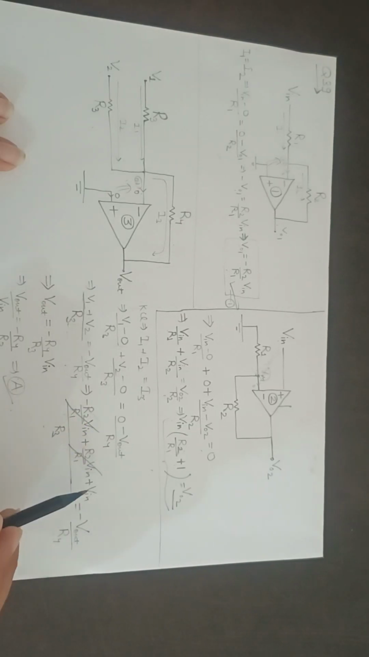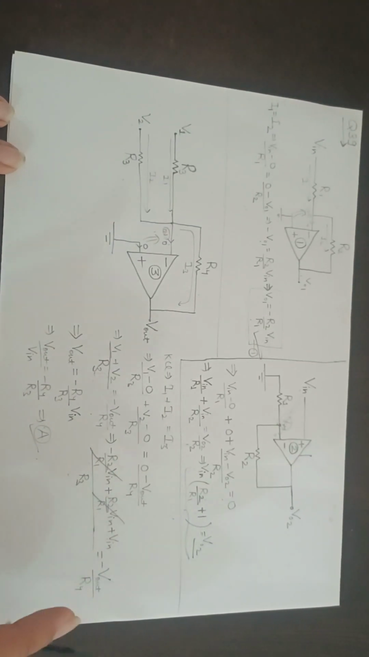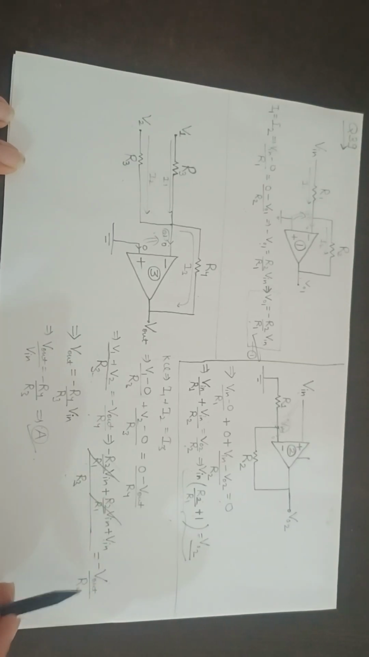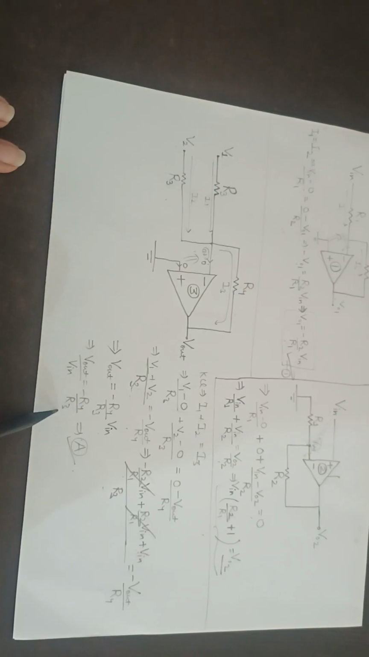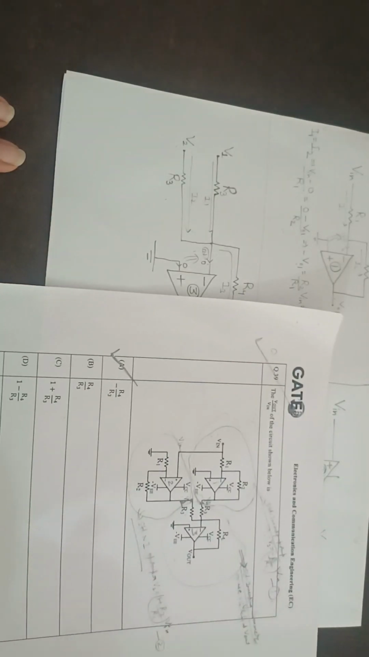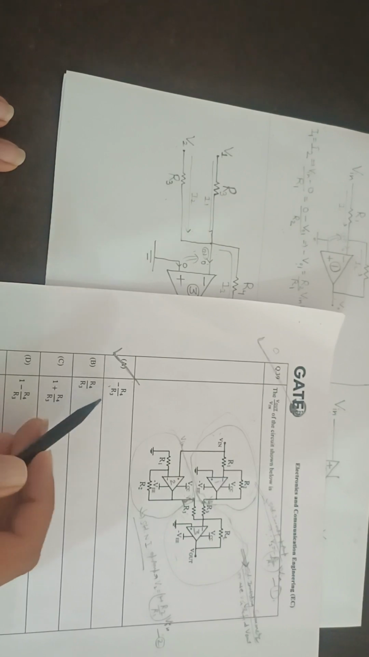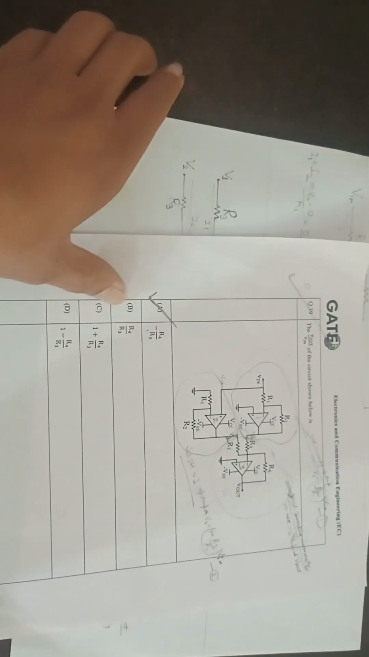So these two will get cancelled. So basically Vout is equal to minus R4 by R3 times Vin. So Vout upon Vin will be minus R4 by R3. So that is your option number A. So this was again a very easy question on op amp.